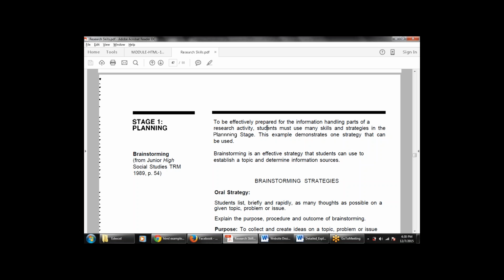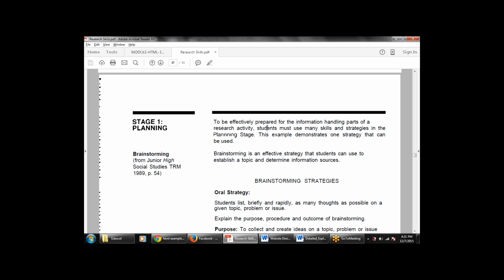So what is brainstorming in simple terms? Taking the opinions from others or taking the opinion from the students, that is brainstorming. It is an effective strategy that students can use to establish a topic and determine information sources, that is, what are the various information sources, and what is the topic that is given.